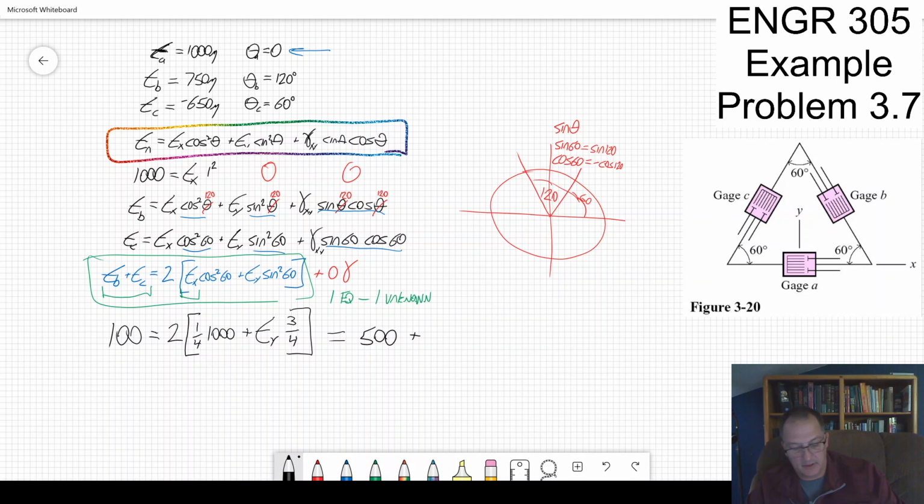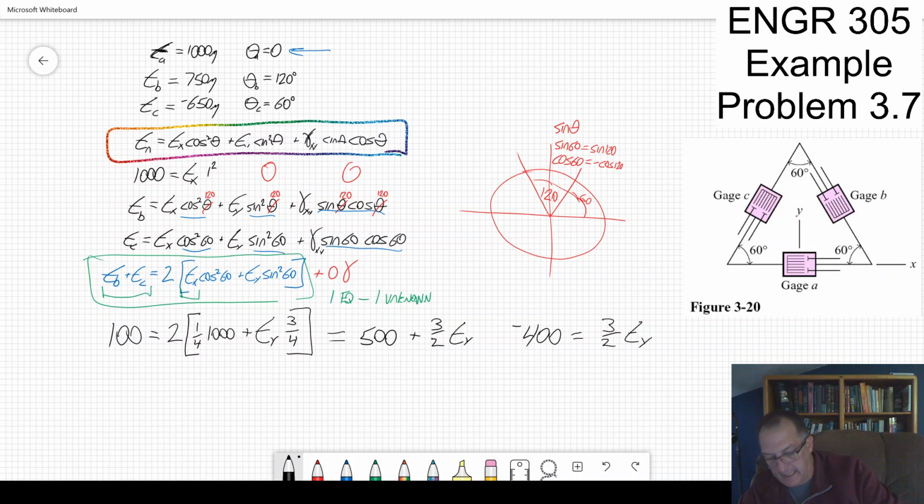Not sure I'm 100% right here. Equals, or not equals, I got to rearrange again. I'm going to subtract 500, so I get a negative 400 equals 3/2 of the strain in the y. And then I got to pull out my trusty dusty calculator. Strain in the Y is equal to negative 266 micro.